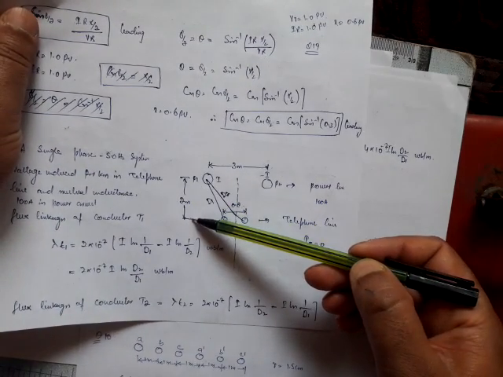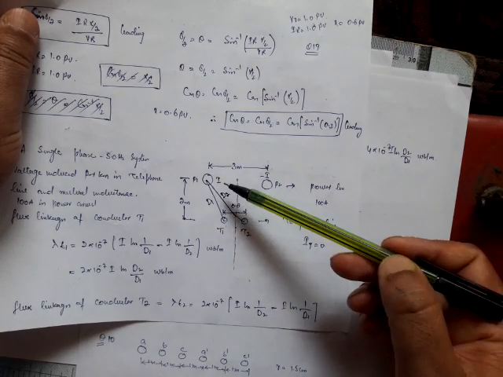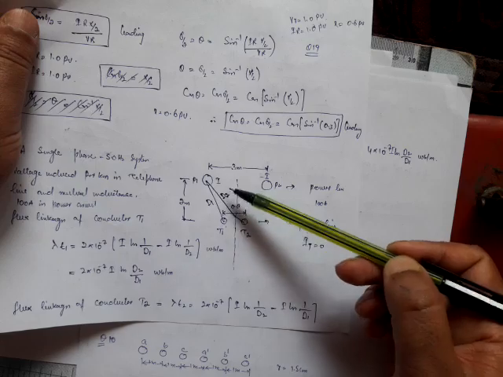Simply, d1 and d2 you can calculate from here by symmetry. This value is 2, and from here to here it is 1.5, and from here to here it is 0.4. That means from here to here it will be 1.1. Similarly, you can calculate d2.